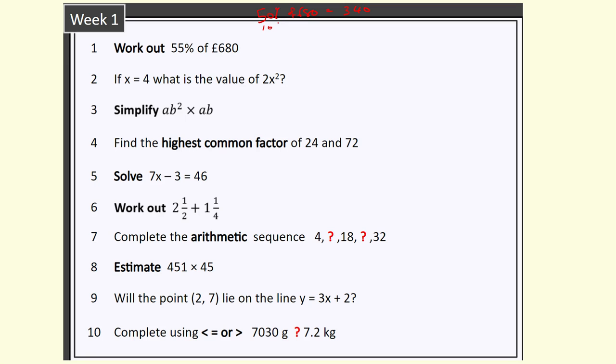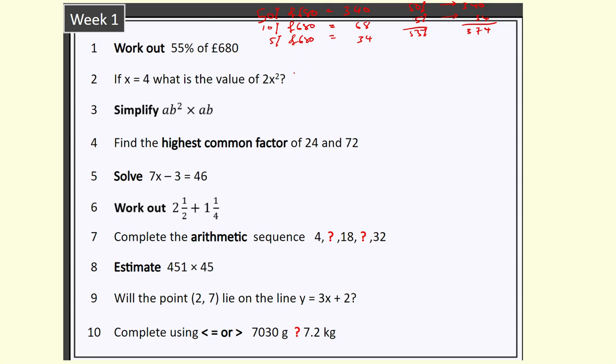And 10% of 680 is 68. And now I know 10%, I can find 5% because that's just half of 10%. And that's 34. So I need 50% and I need 5% because that gives me my 55%. And 50% was 340 and 5% is 34. When I add them together I get 374. If you got that, tick.